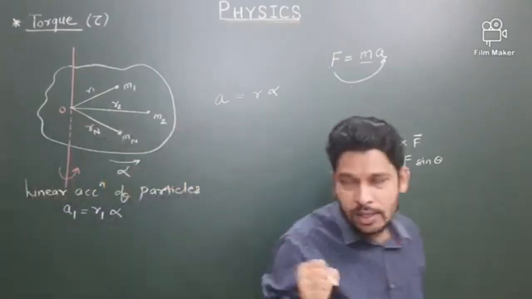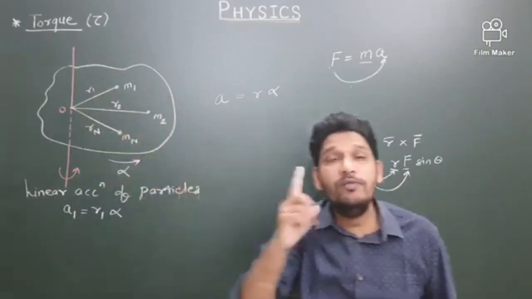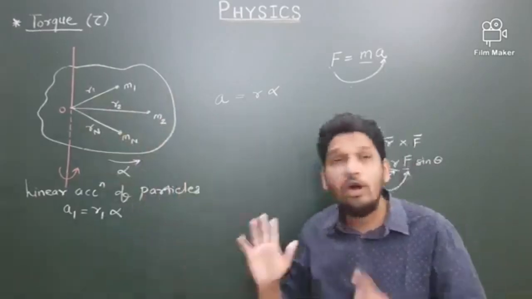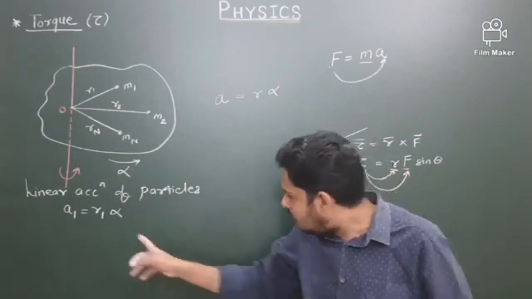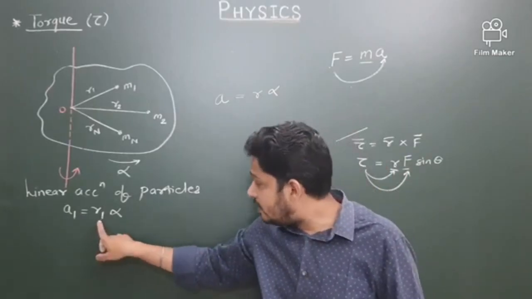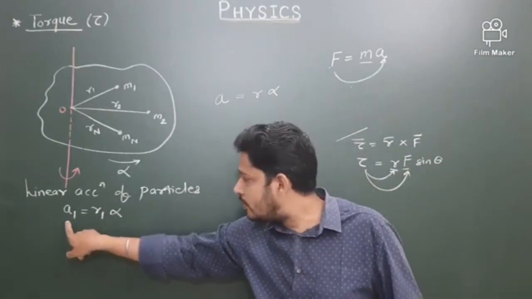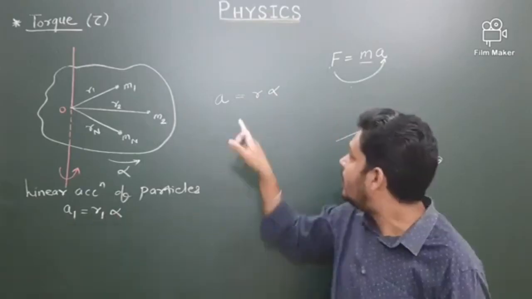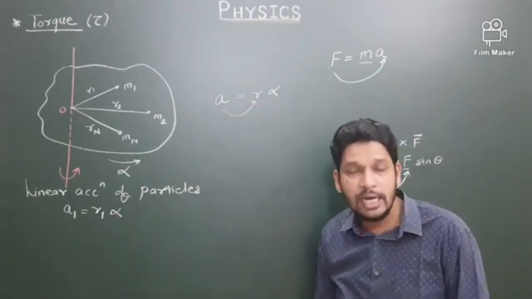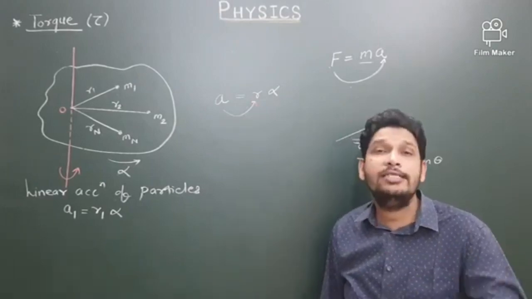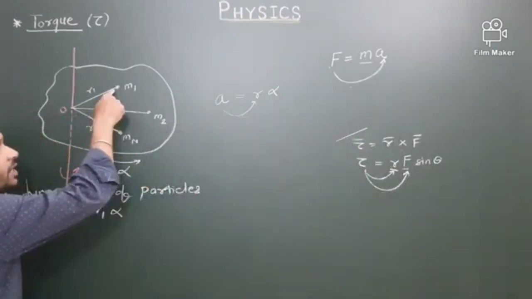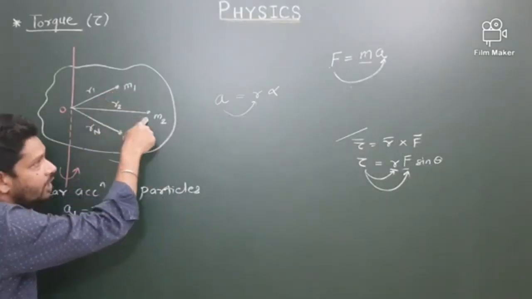Alpha is constant. So all the particles are moving with a constant angular acceleration. It means alpha for all particles is the same. Alpha is not different. But their distance is different. Therefore, their linear acceleration is different. Linear acceleration depends upon distance also, and when the distance changes, the linear acceleration changes. So this is the linear acceleration of the first particle. Now I'll go to the second particle.